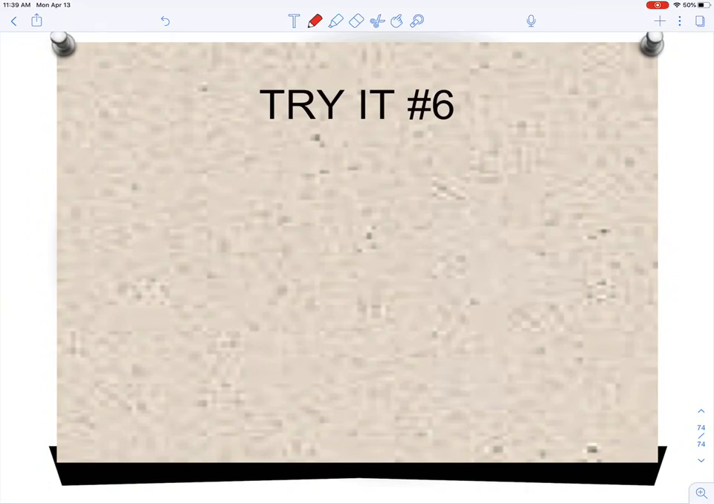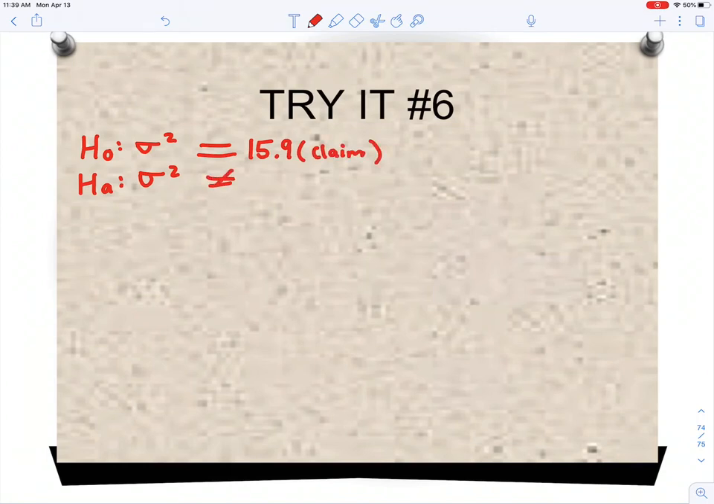All right, let's try one more. A sporting goods manufacturer claims that the variance, so if I wanted to start out H sub O, H sub A, variance, so we're going back to the thing is already squared, is 15.9. So I see I have a two-tailed test. Okay, random sample of 15, which means my degrees of freedom is 14.